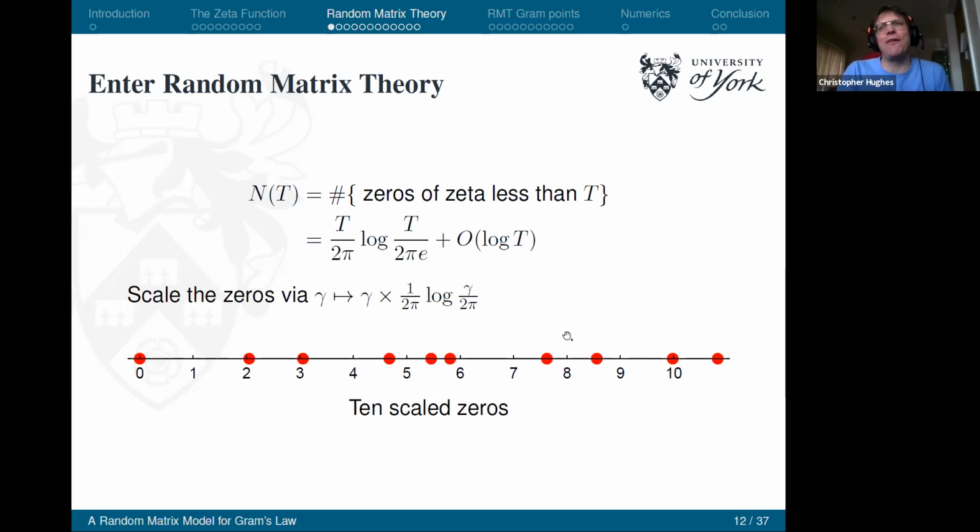And that's what's going on here. So this is, I forget where I plotted these, but some high up in the critical strip, but I've stretched them out so that the average gap between them, or roughly the average gap between them, is 1. And if you did a bigger average, it would converge to 1. So that's what's going on here. You kind of multiply each zero by its local density.